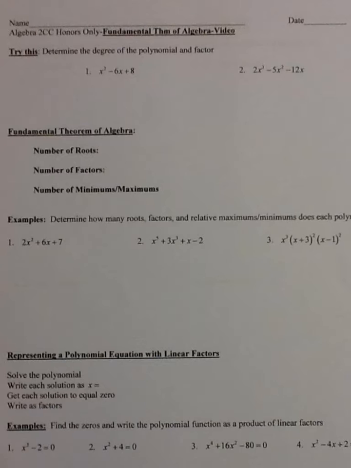Okay, so there's a few things about the fundamental theorems of algebra. The first thing is to be able to identify the number of roots you will have. So the number of roots you will have is indicated by the degree. So if the degree of the polynomial is 4, that means you will have 4 roots. Doesn't mean that they're all real, but you will have 4 roots. You could have 2 real roots and 2 imaginary roots or 2 complex roots.